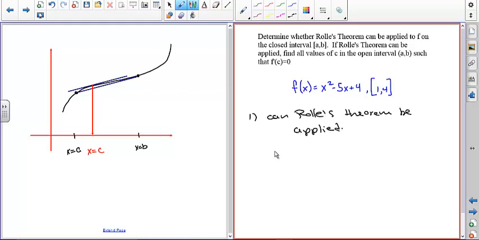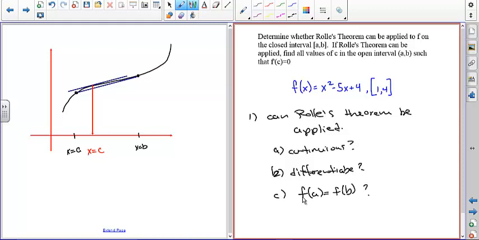So the questions are: is it continuous? Is it differentiable? And, this should be b, I guess, does f of a equal f of b? Those are the three things you have to answer before you can apply Rolle's theorem. So, is it continuous? Let's see, who am I going to ask? Daniel. Is it continuous? Yeah, because it's a polynomial.